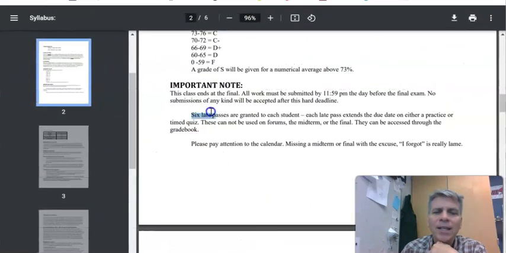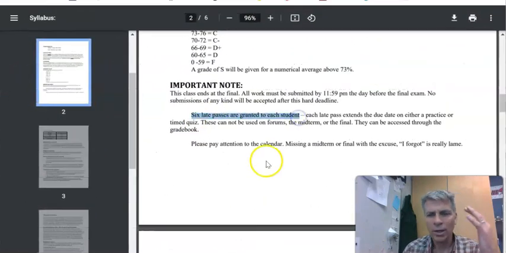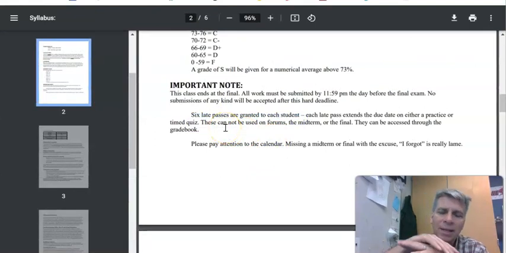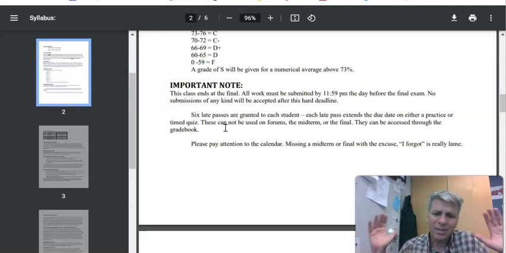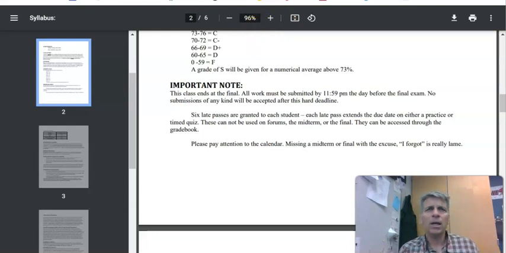So 6 late passes are granted to each student. What late passes do is they extend a due date, and you can only use them on practice quizzes and timed quizzes, not on forums, not on exams or midterms. You get 6 of them, and you know, it happens. Things fall behind. That is okay. Just use them if you need them. You can't use them after the last day of the final either.